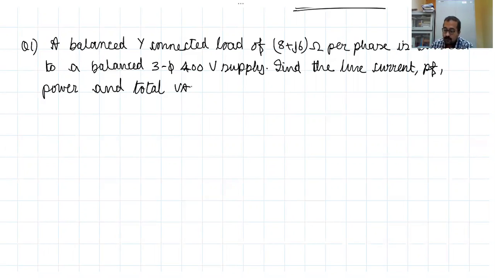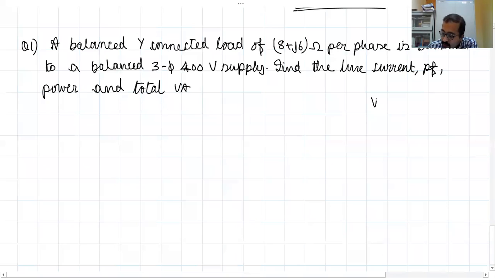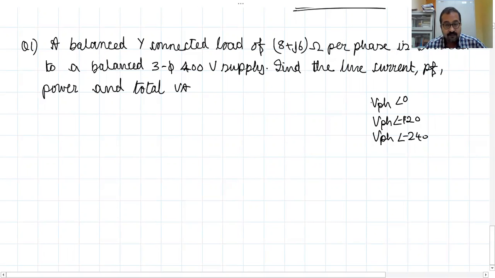A voltage supply is said to be balanced if all the voltages have equal magnitude, VPH, VPH, VPH, or VL, VL, VL. And if you assume ABC phase sequence, the angle difference between any two voltages must always be 120 degrees. So this is a symmetrical or balanced supply, because all magnitudes are equal and there is an angle difference of 120 degrees.